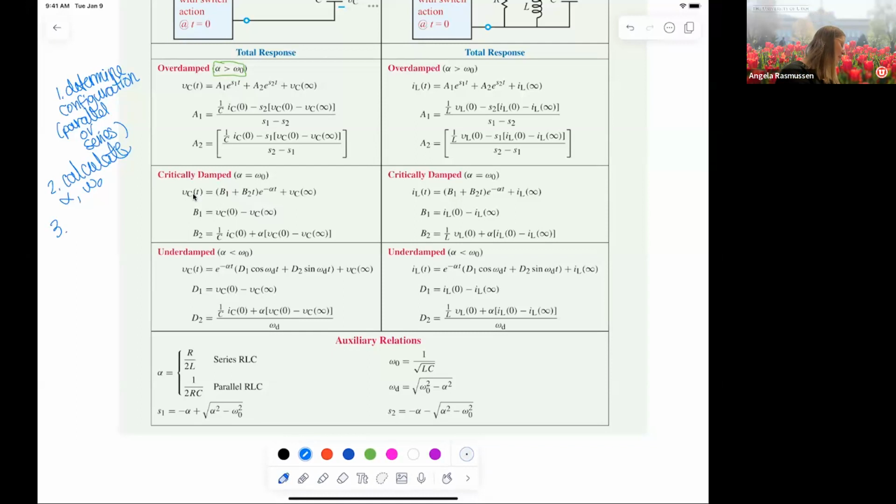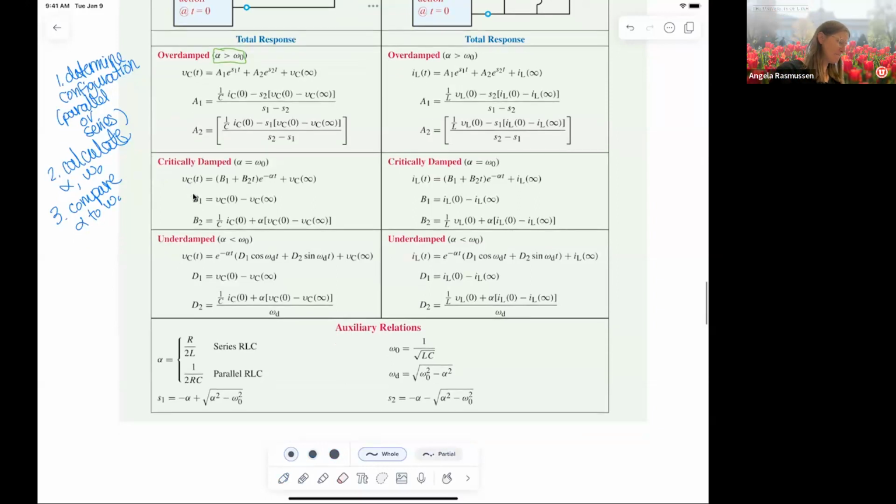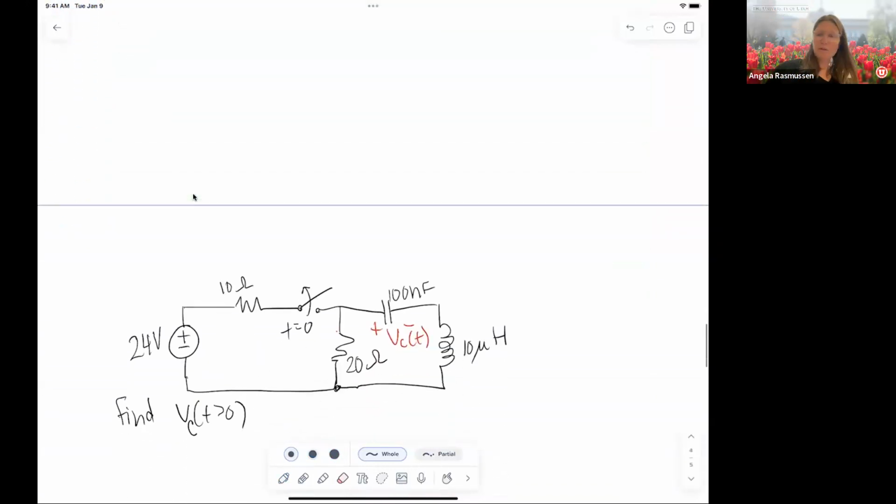Okay. Then you're going to compare. So calculate those values, compare alpha to omega naught, and that is going to determine which one of these you're going to use. So if you're overdamped, you're going to use that equation set, critically damped, that equation set, and underdamped, so on. All right, once you use those, then there's a few little tricks that we have to do to get the values in there. So we'll go over those.